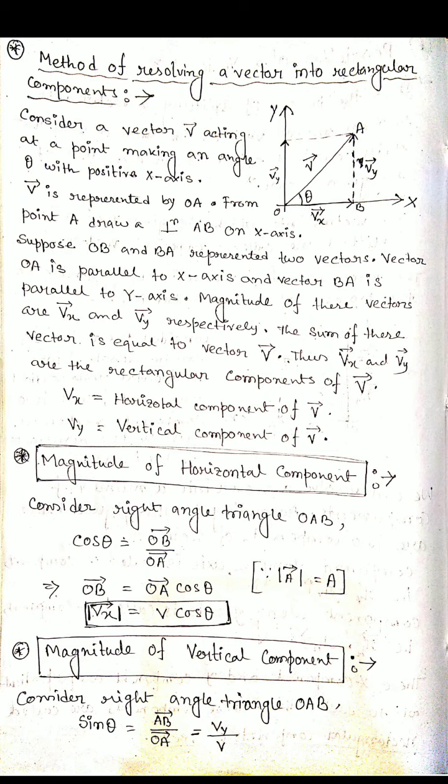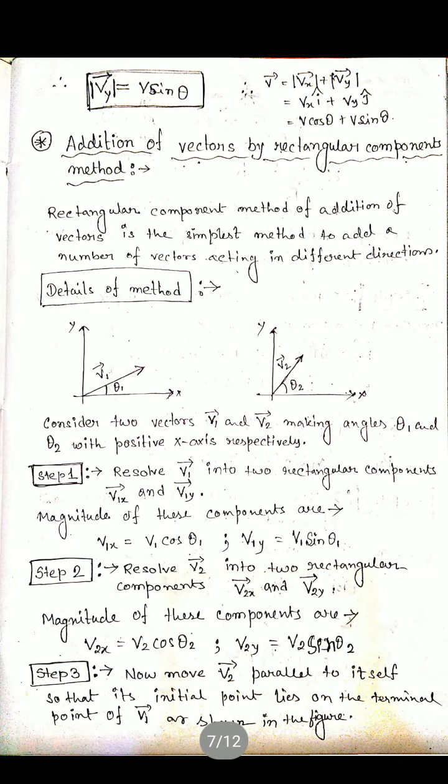Magnitude of the vertical component, the same way. Vertical component means Vy, so sin theta equals AB by OA, and AB represents the Vy vector, OA represents the V vector. Here we did not use the vector sign. So Vy equals V sin theta, or if we use the modulus sign, the modulus of the Vy vector equals V sin theta.